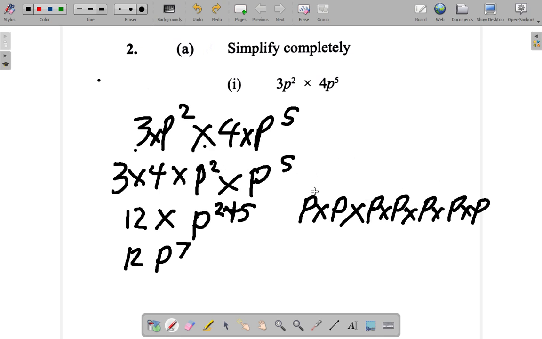But p times p times p times p times p times p times p is what? You know, p times p is p squared. Times p again is p cubed. Times p again is p to the fourth. Times p again, p to the fifth, p to the sixth, and finally p to the seventh. So that's why you have p to the seventh here. You add these indices. So 7 p's multiplying each other is p to the seventh. So this here is the answer that you get.